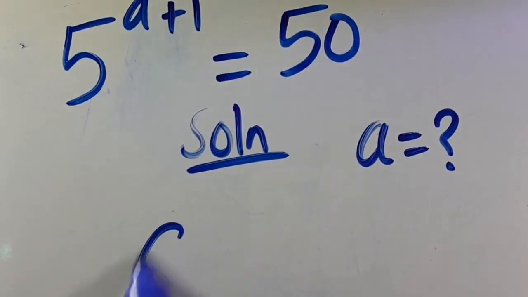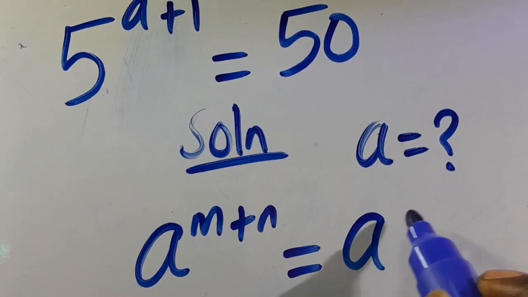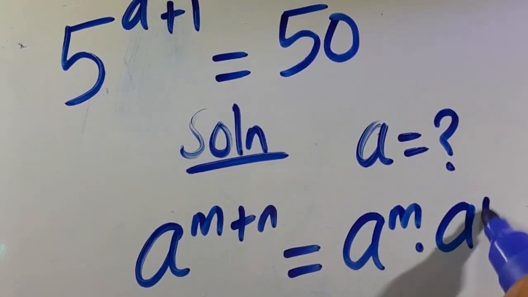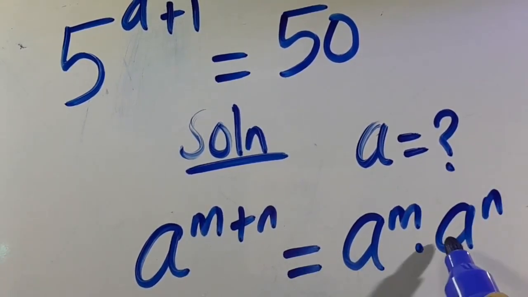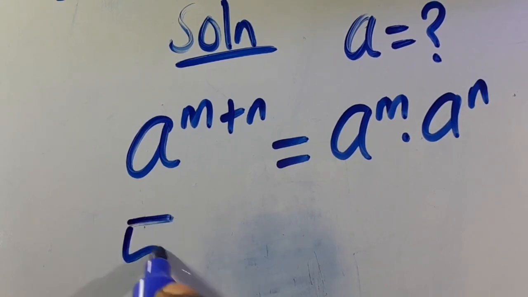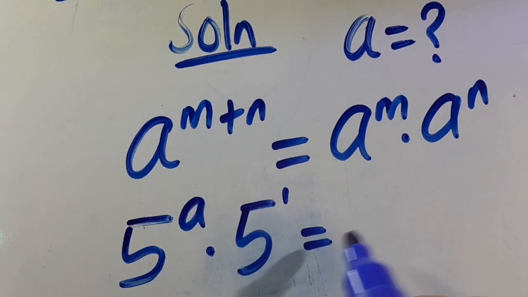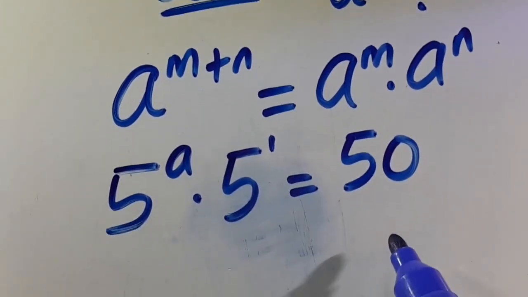Then recall, let's go to the solution. That when you have a to the power of m plus n, it equals a to the power of m dot a to the power of n. So by applying this theorem here, we are going to have 5 to the power of a dot 5 to the power of 1 equals 50.